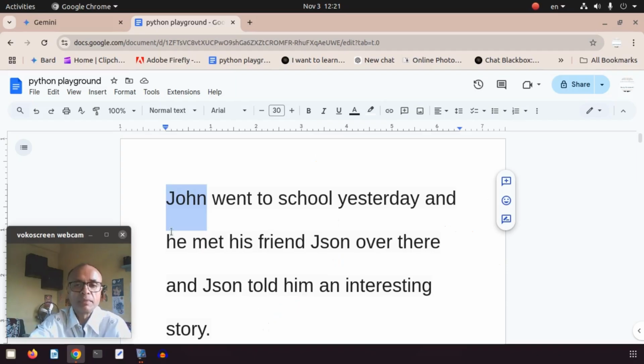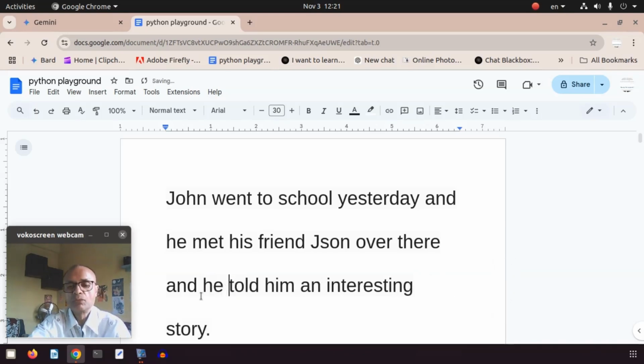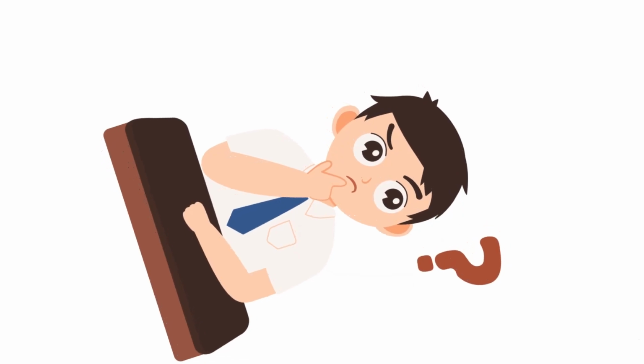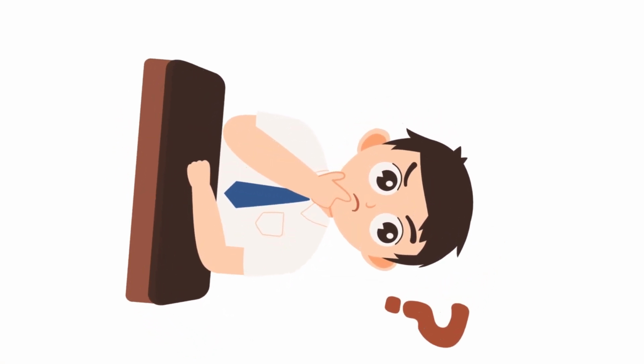Now here another thing, instead of Jason we can also use he, but there would be a confusion. Why would there be a confusion? Because if we used he instead of Jason, it could be like John told him, that means John went to school yesterday and he met his friend Jason over there, and he, in that case this he refers to John. And the meaning of this sentence has completely changed.